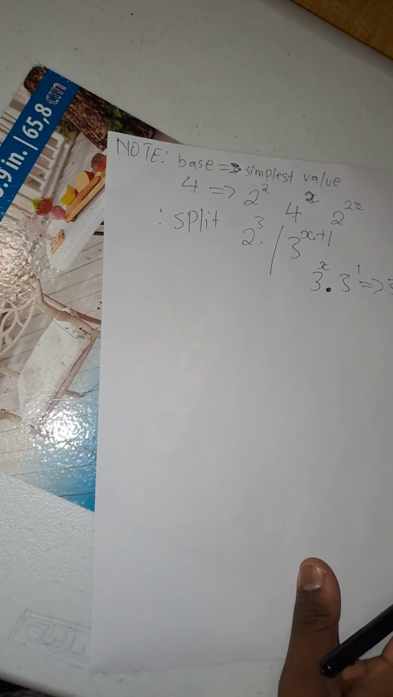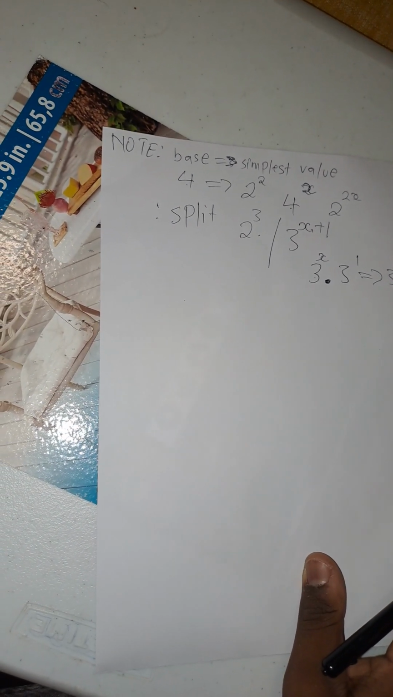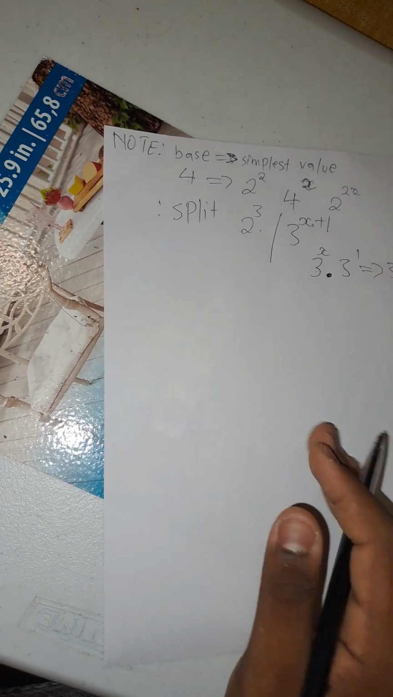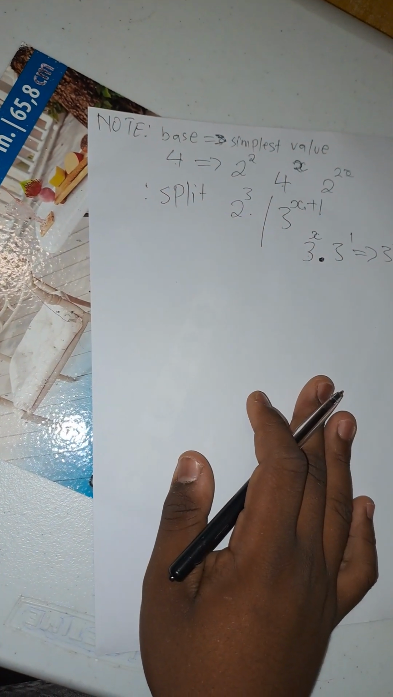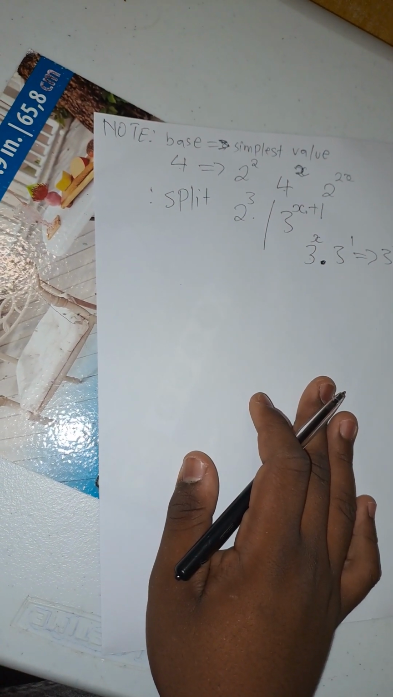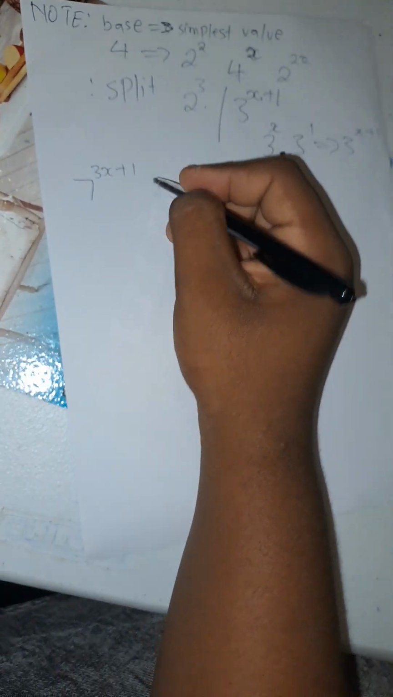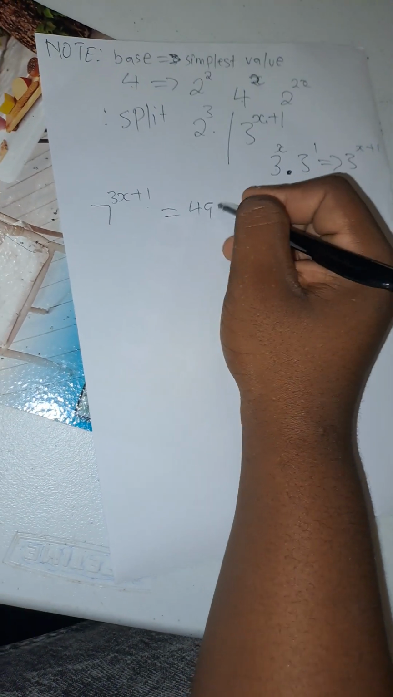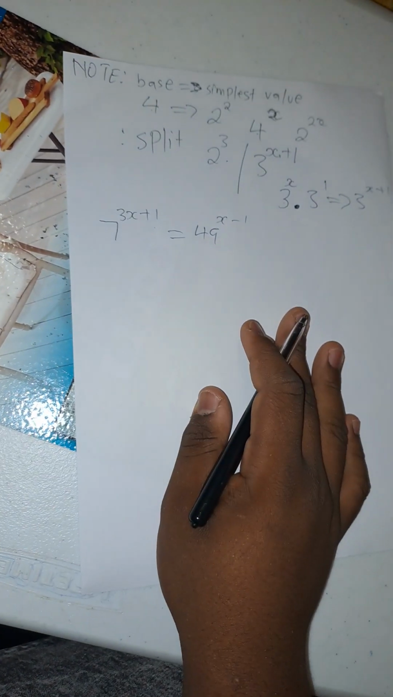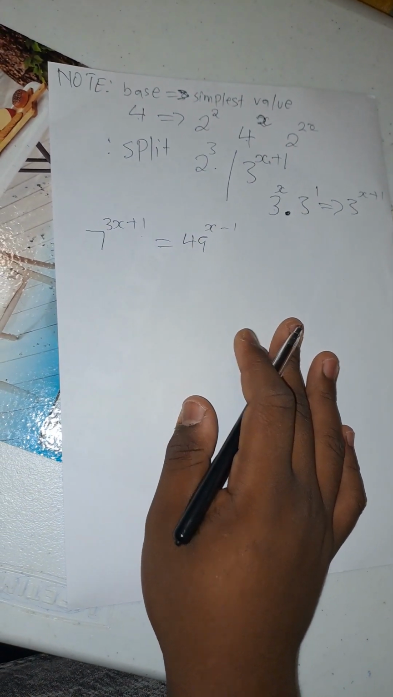So let me do the first example. Okay, so let's continue. Let me check an example for you. Let's say this is saying solve for x. So you have 7 to the power of 3x plus 1 equals 49 to the power of x minus 1. So how do you solve this one?